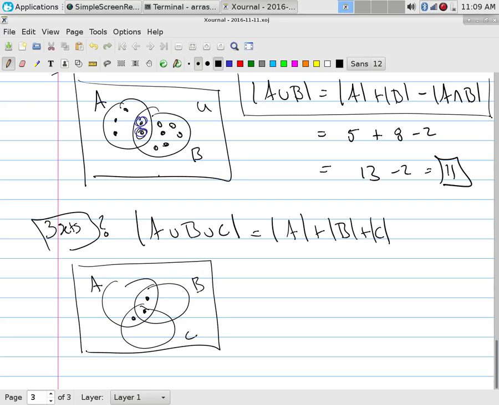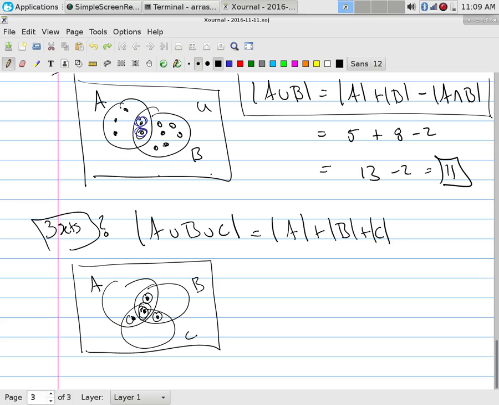this region and this region have been counted by A. When I count B, this region and this region and this region have been counted by B. So those two regions have been counted twice. If I count C, this region is counted, this region is counted, and the middle region is counted again. So this part's been counted twice, this part's been counted twice, this part's been counted twice, that part's been counted three times. All right, so how do I get rid of the overcounts?